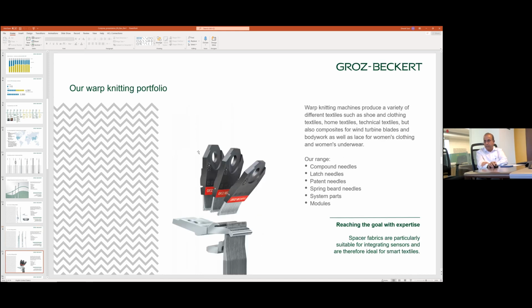Next comes our warp knitting portfolio. This application is increasing day by day because these machines are coming with very, very high productivity. And typically you will find more investors coming with warp knitting machines. So the products are a wide range, like shoe uppers, clothing, home textile, technical textiles, wind turbine blades, bodywork, and women's underwear and women's clothes. We are making compound needles, latch needles, patent needles, and spring beard needles, and we have system parts and modules.